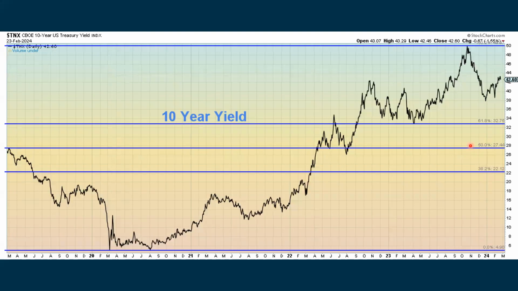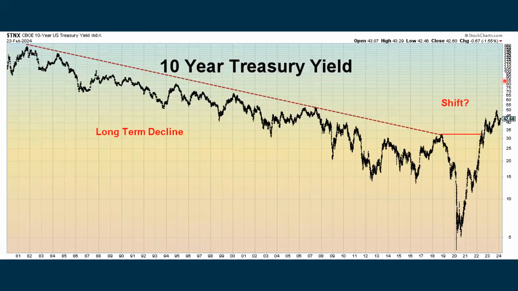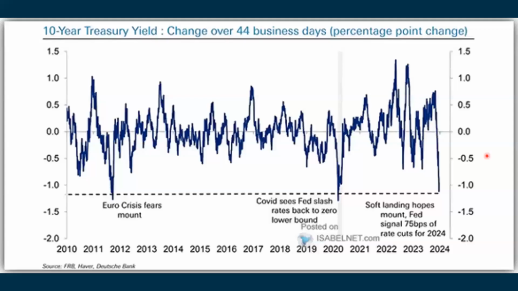And this is a look at the 10-year yield, where we set a real high up at 5% back in October. We've fallen since then, but now we're starting to go back up, and this is causing some concern in the markets. This is a longer-term look at the 10-year yield, where we've been seeing for 40 years now a series of lower highs and lower lows as the interest rate environment has been coming down. We're wondering, are we shifting back into a higher interest rate environment? And that is yet to be determined.